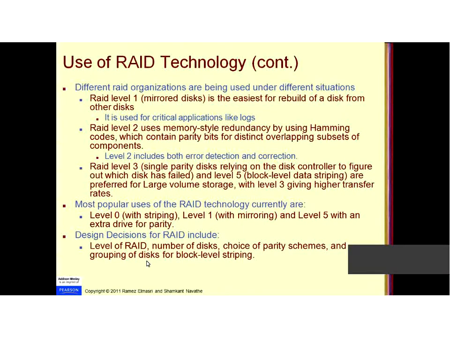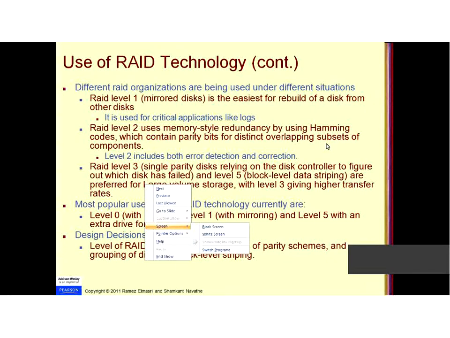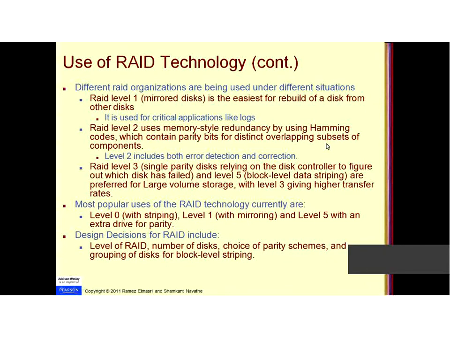Different RAID organizations are used under different situations. RAID level 1 is the easiest for rebuilding a disk from other disks. It is used for critical applications like maintaining event logs or error logs. RAID level 2 uses memory style redundancy by using Hamming codes which contain parity bits. It includes both error detection and correction. This is quite a repetition of the content we have just studied. Most popular uses of RAID technology currently are level 0 with striping, level 1 with mirroring, and level 5 with an extra drive for parity.